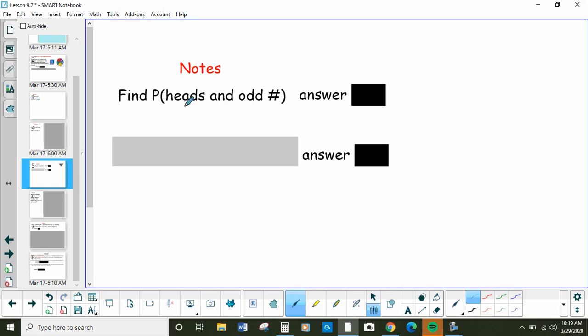So let's see how you did. Well, the probability of a heads, well, there's only one side that has heads out of two sides. So the probability of the coin landing on heads is 1/2.